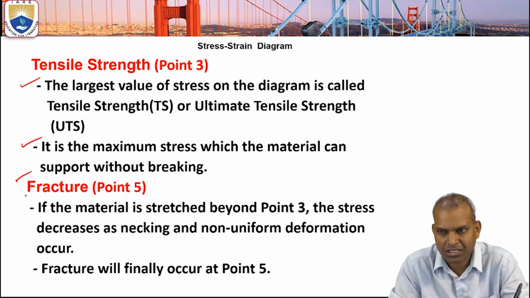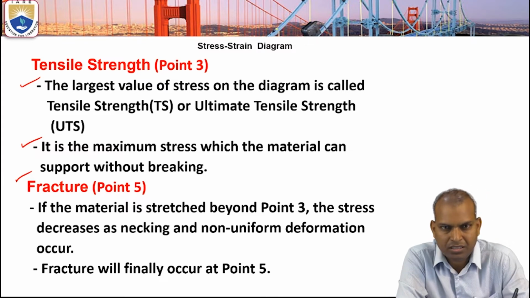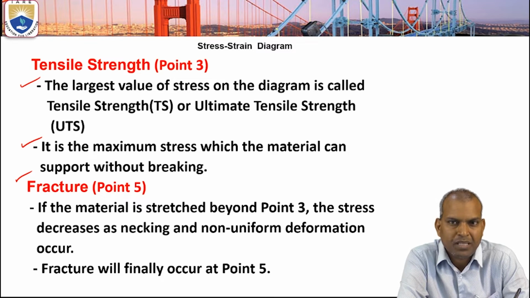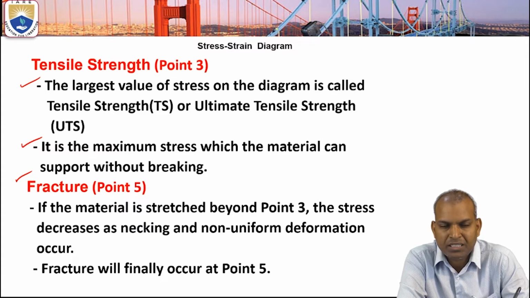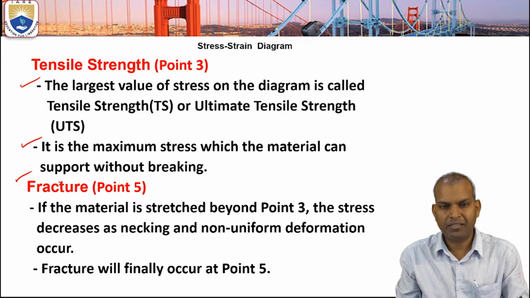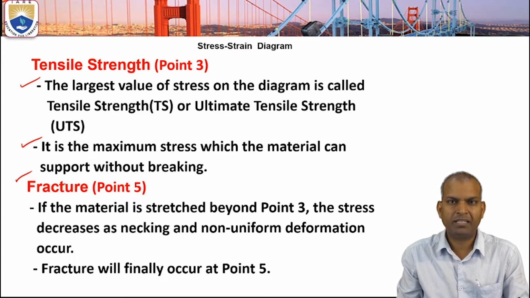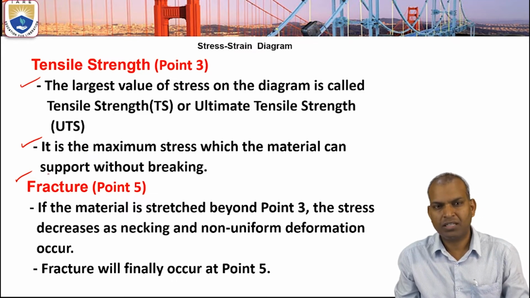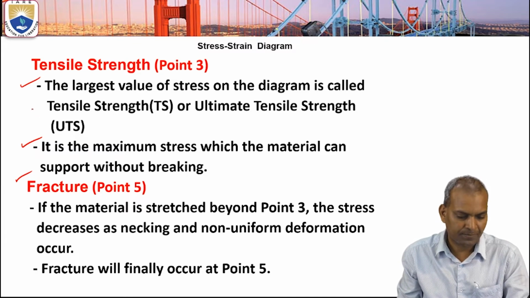So the tensile strength of the material means it is not the yield strength or the fracture strength. It is the ultimate tensile strength of a material that is the tensile strength. So it is the maximum stress which the material can support without failure, without breaking. That value is known as the tensile strength of the material. Okay.